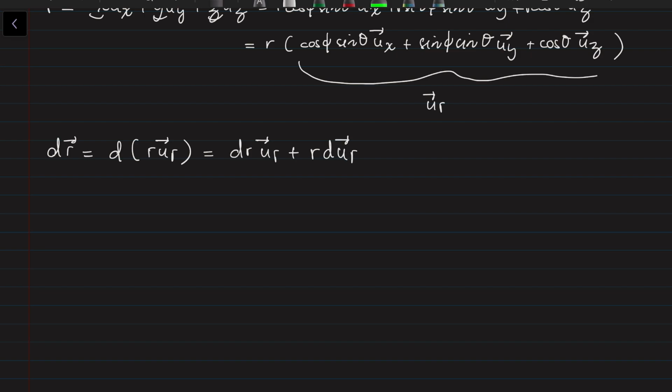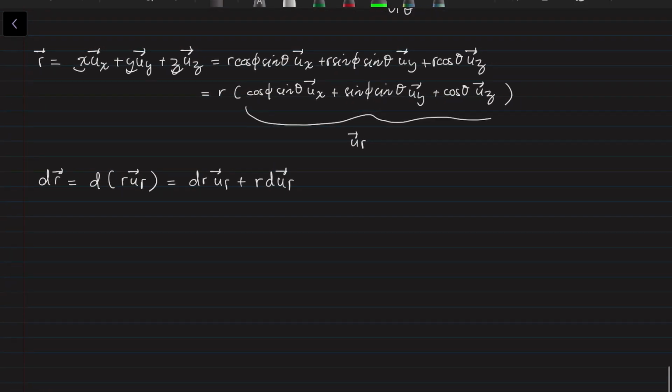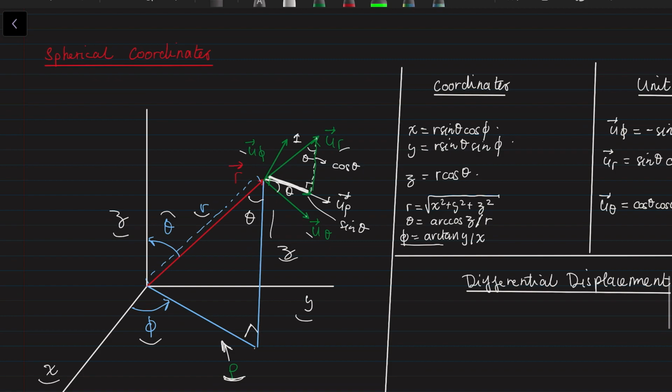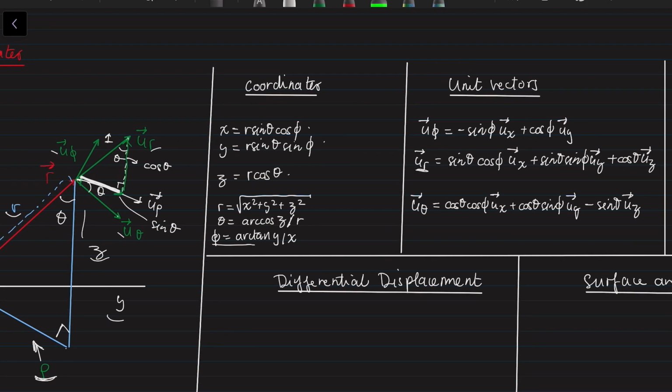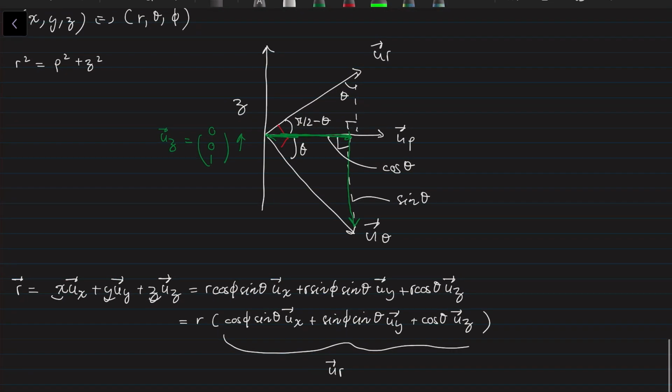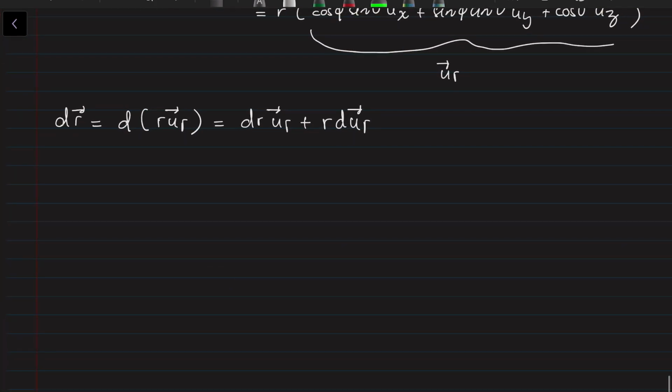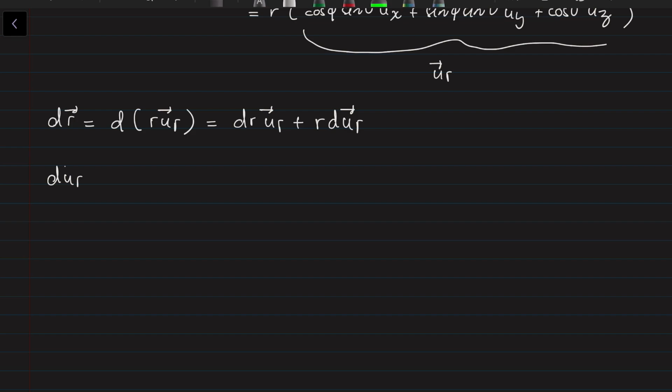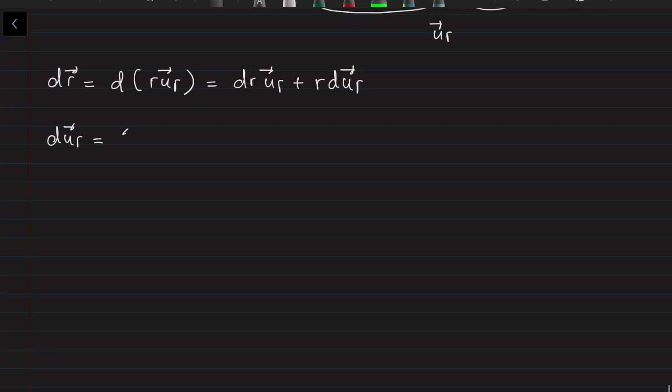Okay, but now we want to be a bit careful because something interesting is going to happen. You see that my ur depends on both theta and phi. So we have to do the same thing we did for polar coordinates, which is to compute the differential of ur, so dur. Okay, we see that ur has no dependence on r, so we can just write that dur is equal to partial ur by partial theta d theta plus partial ur by partial phi d phi.